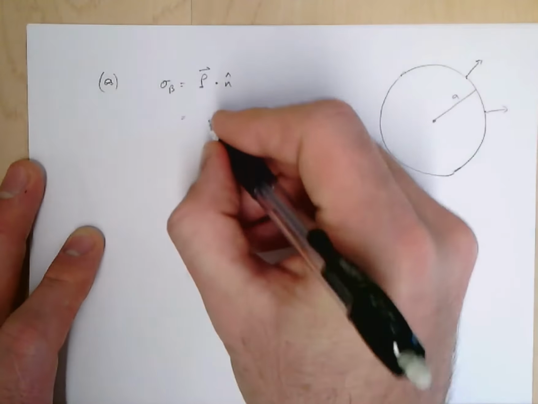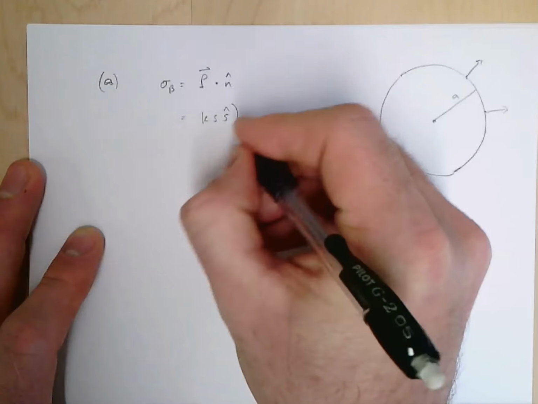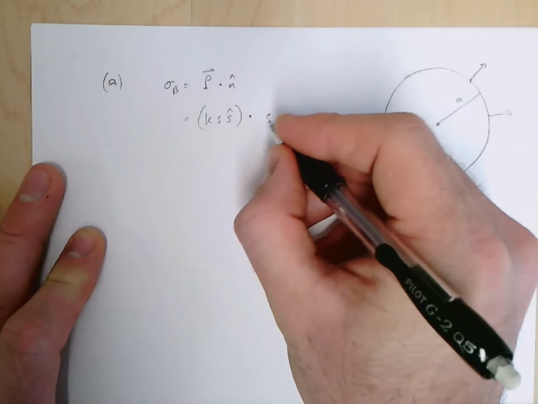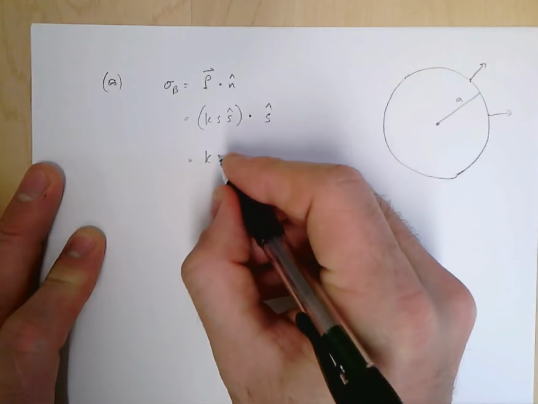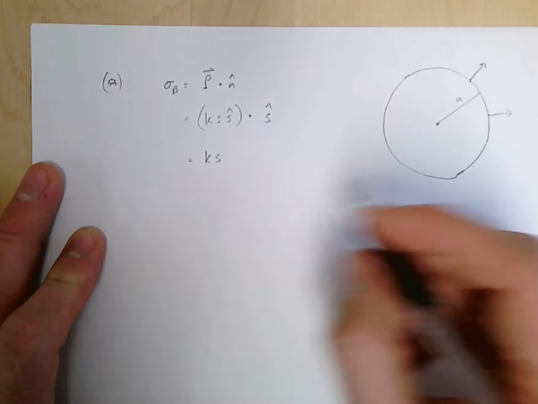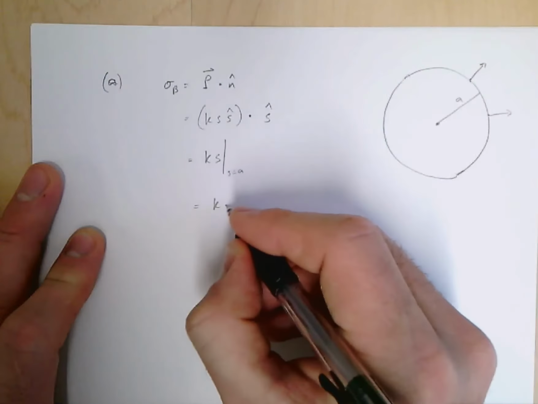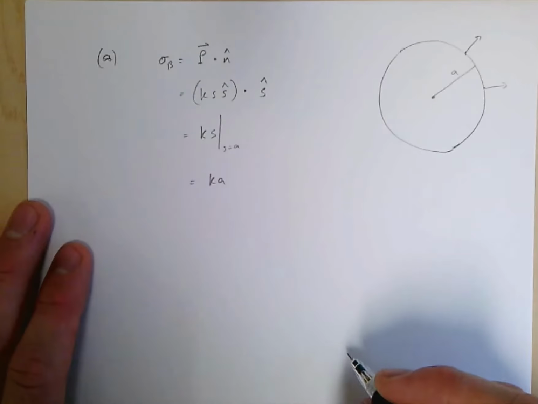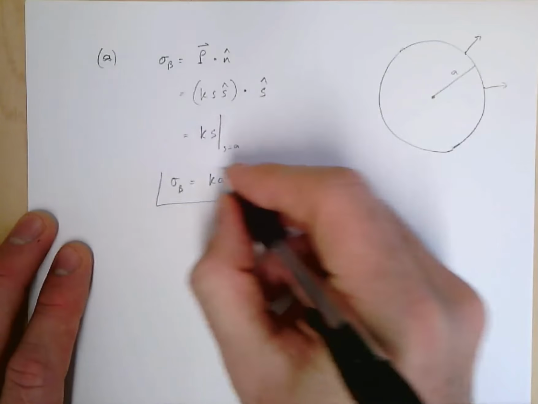So that's S hat. So my P is equal to KS in the S hat direction. And I'm dotting that into the normal vector, which is S hat. So it looks like KS, but then remember that this is sigma bound at the surface, right? So this is at S equals A. So this is equal to KA, okay? So that looks reasonable. So that's our sigma bound, okay?